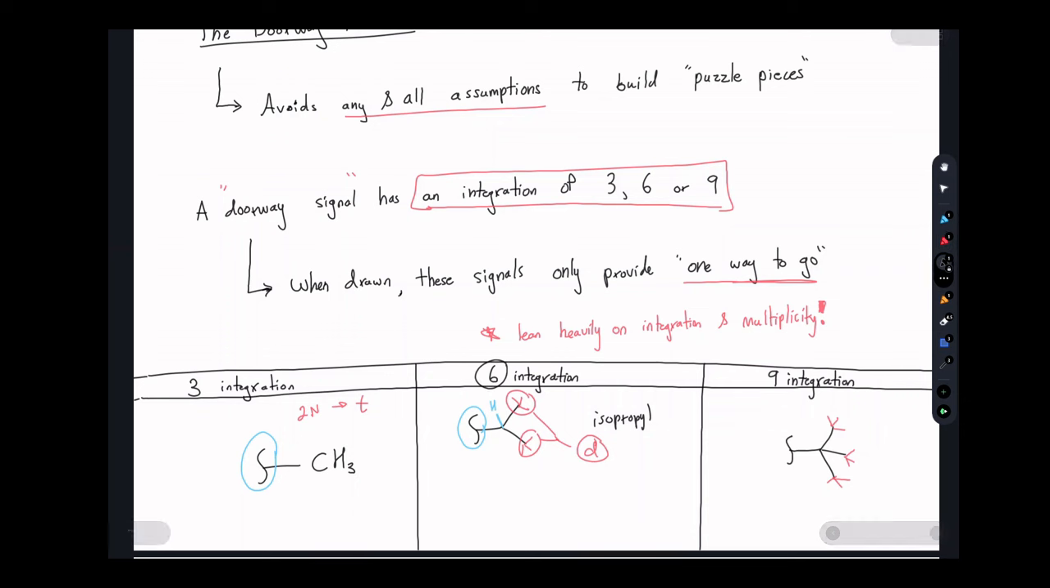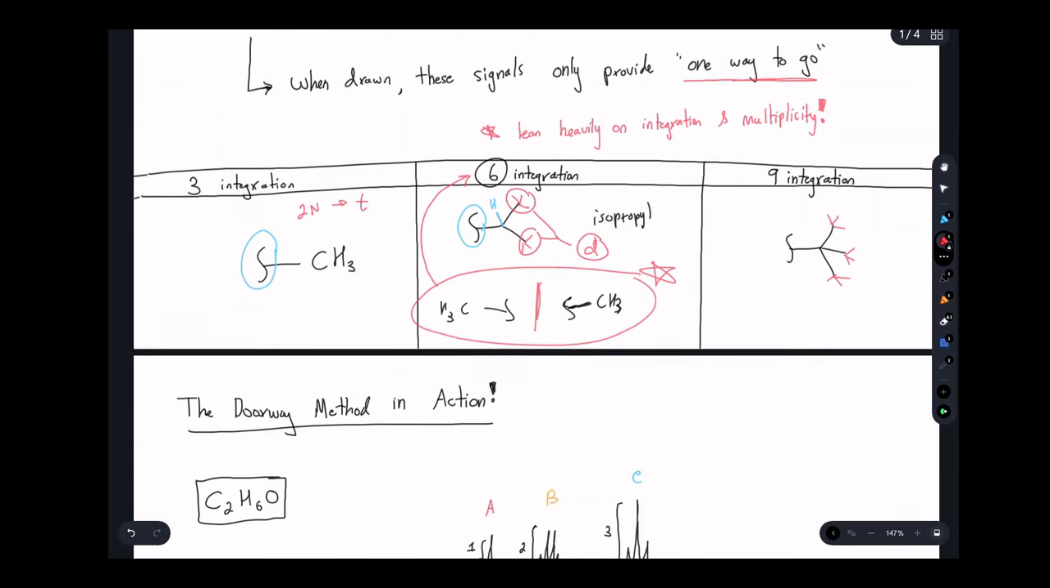One thing to keep in mind is that an integration of 6 might also be represented by 2 methyl groups on both sides of a symmetrical molecule. Now they might be doublets, they could be other things as well, we don't know what they're connected to. Because of the overall symmetry of the molecule, they would still be identical. Keep in mind, though, that if there was overall symmetry, you would have had to double your integrations. Remember that if you double your integrations, that's a sign of symmetry, and that might favor this idea when you're applying the doorway method with a 6 integration signal.